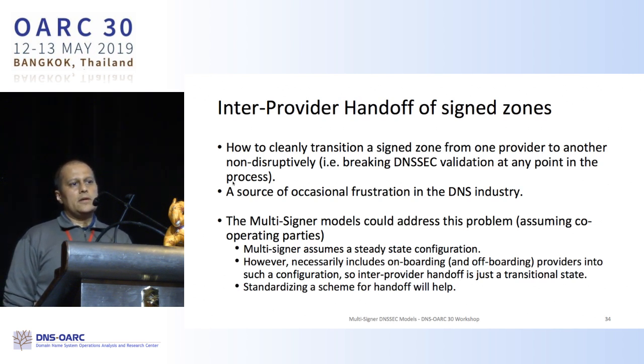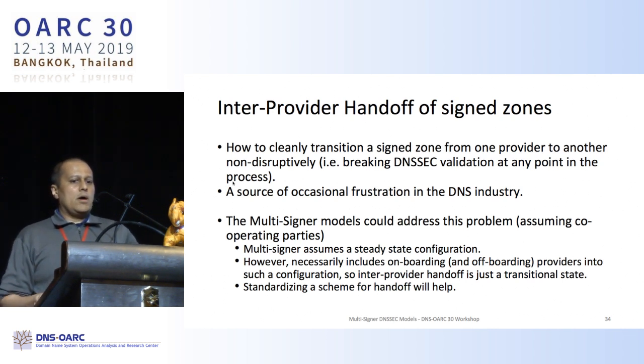The multi-signer model assumes a steady state configuration in which you have multiple providers signing the same zone continuously. However, that configuration doesn't appear out of magic, right? So you probably have to sequentially onboard one signing provider at a time, and then you may decide at one point you don't like provider B, I'm going to toss it out and bring in provider C, so you need an offboarding process too. All of these mechanisms are part of the multi-signer model. And if you think about it, that includes all the stuff that you need to hand off a zone to another provider.